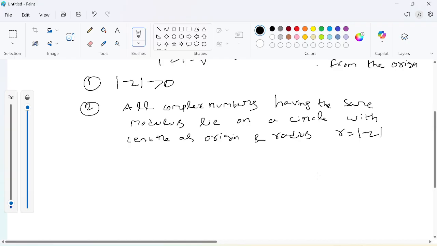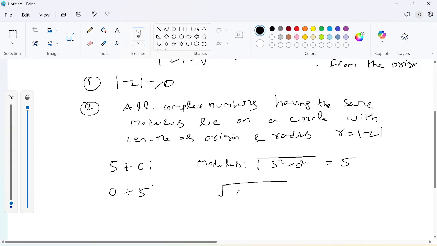What do I mean by this? For example, I have a complex number 5 plus 0i. Here the real part is 5 and the imaginary part is 0. The modulus is the square root of 5 square plus 0 square, which is 5. Similarly, 0 plus 5i gives 0 square plus 5 square, which is 5. Both moduli are 5.